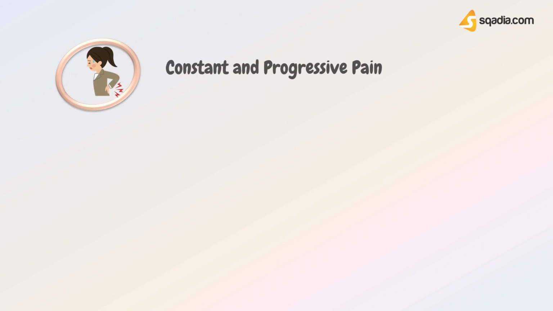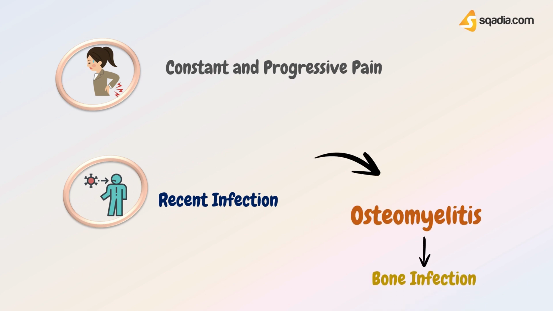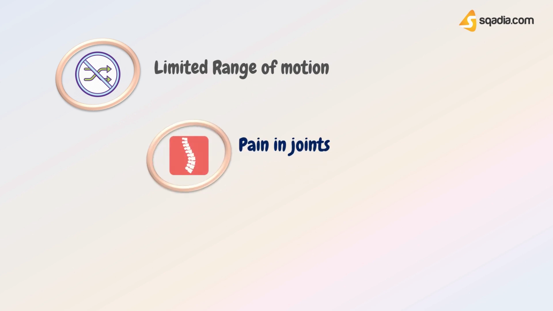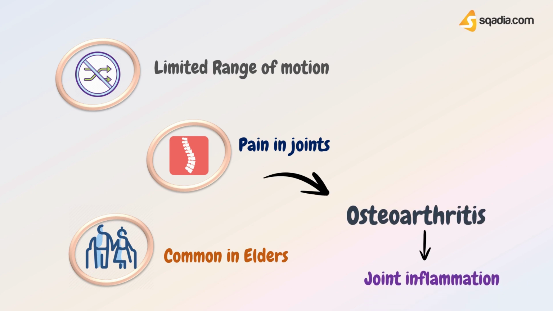And what if your patient is having constant and progressive back pain lasting several weeks, maybe with a history of recent infection? Then these symptoms might be caused by osteomyelitis, which is in fact a bone infection. And if back pain is accompanied by limited range of motion of the spine, often accompanied by pain in other joints, more common in the elderly, then osteoarthritis might be the reason. This is characterized as the most common form of arthritis, or inflammation of the joints.